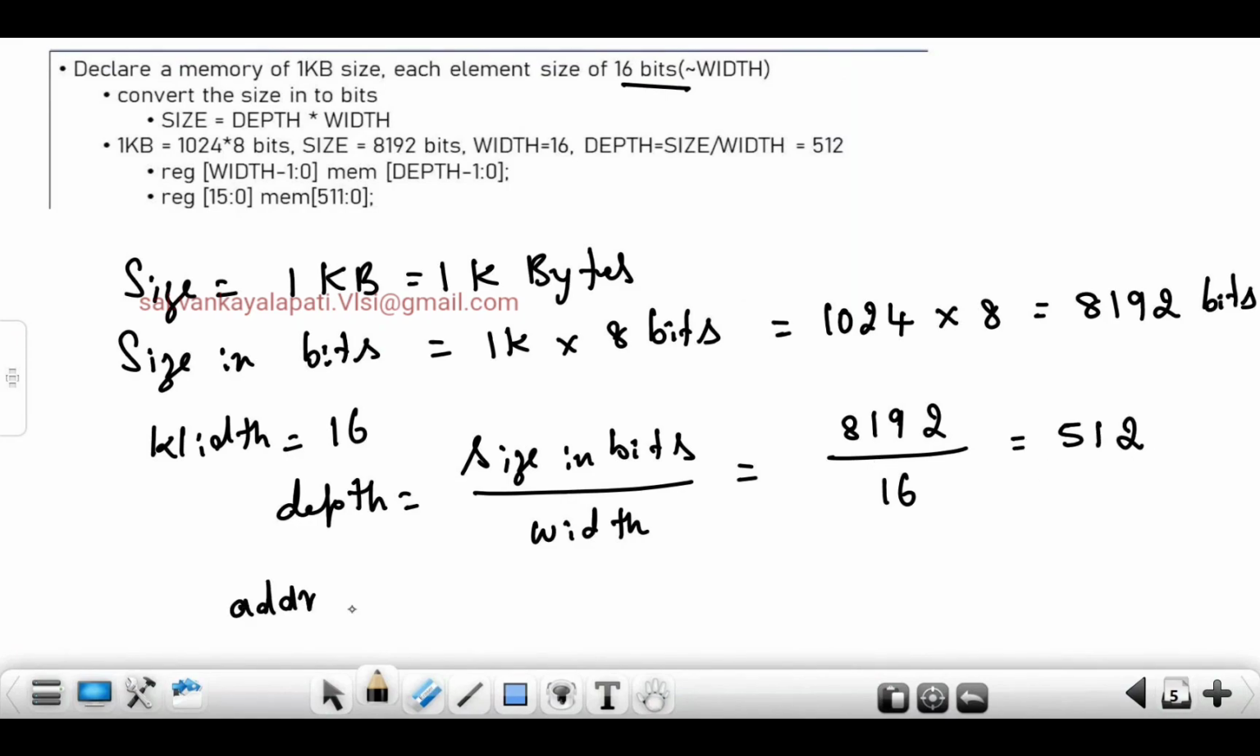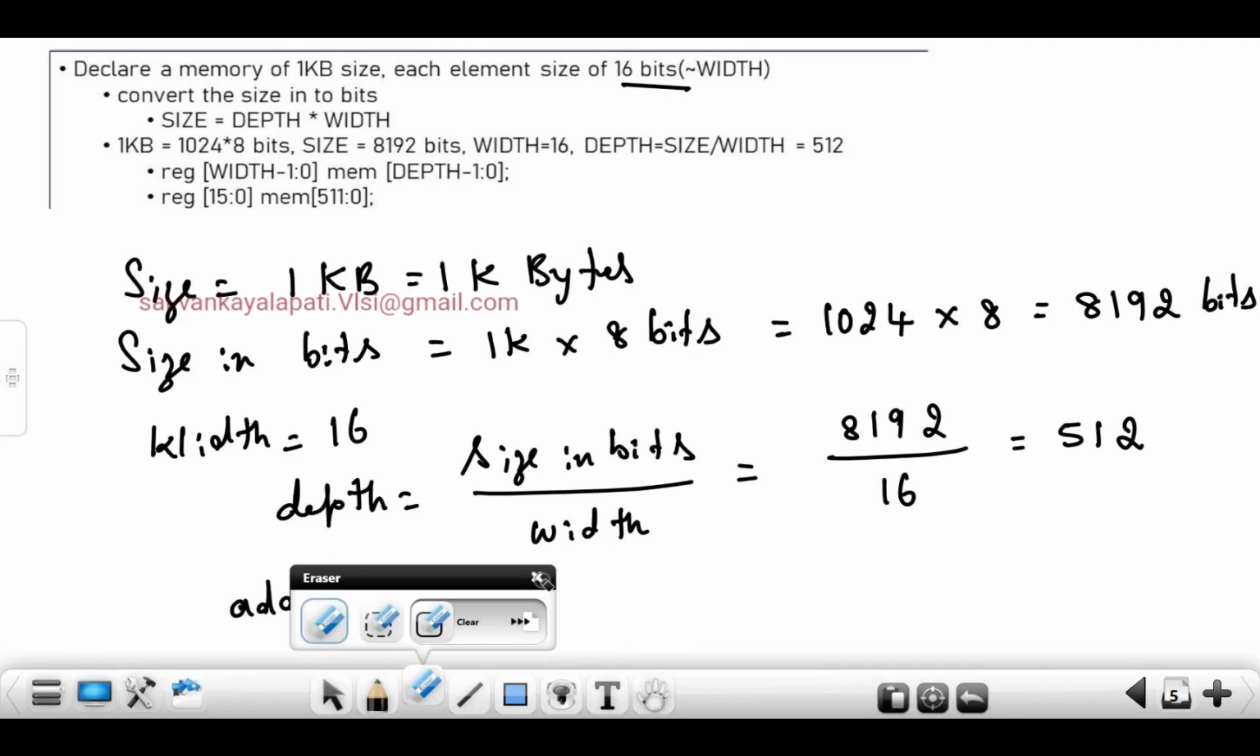Then what is the address width? To represent this, for each location, what is the address width? Address width is nothing but what? So depth, you know that depth is equal to 2 power address width, is it 9?